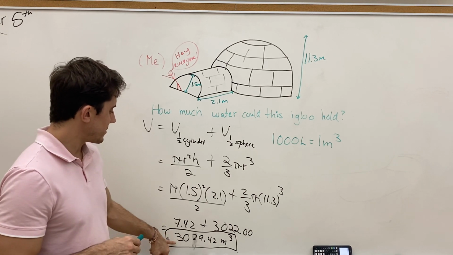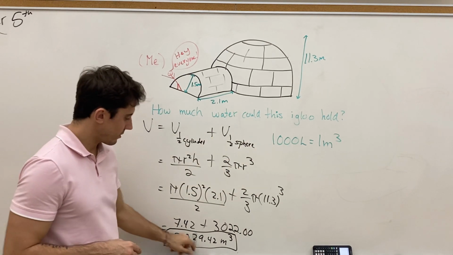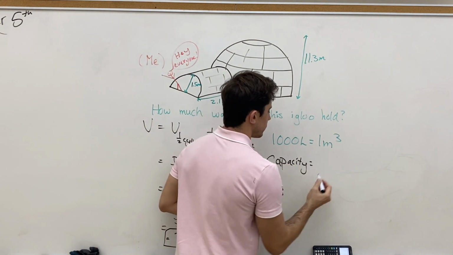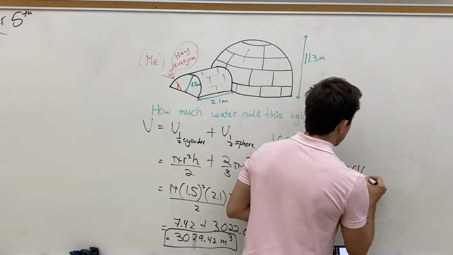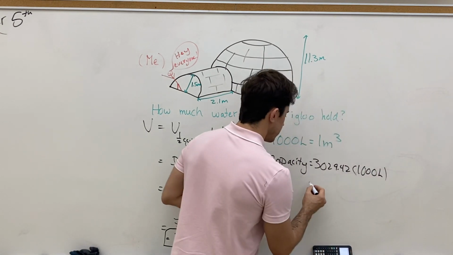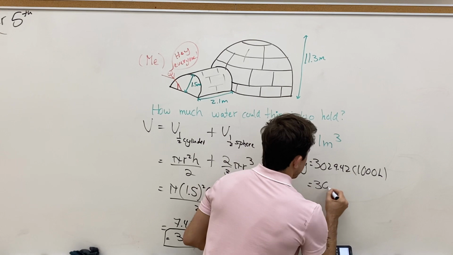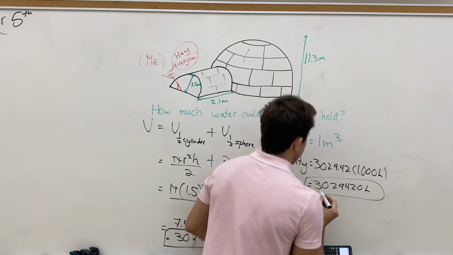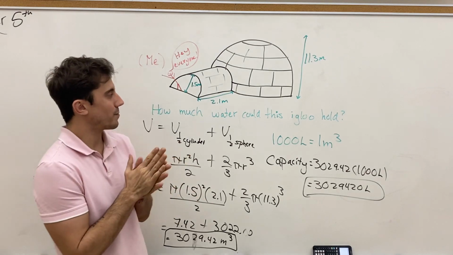So that means that we have 3,029.42 groups of 1,000 liters. And so let's go and compute that. So our capacity is equal to 3,029.42 times 1,000 liters, which will give us 3,029,420 liters. Over 3 million liters of water could be poured inside of our massive igloo here.